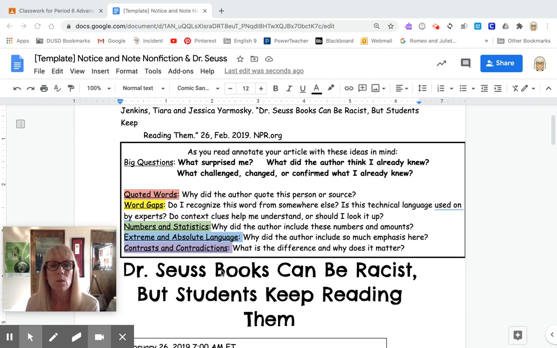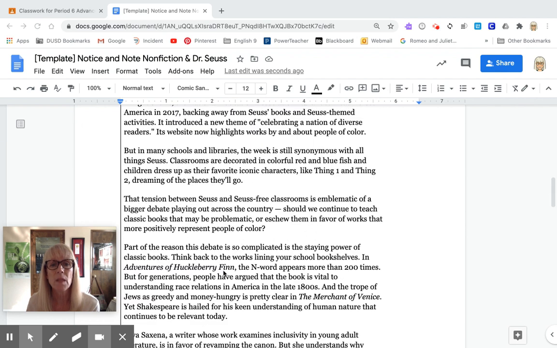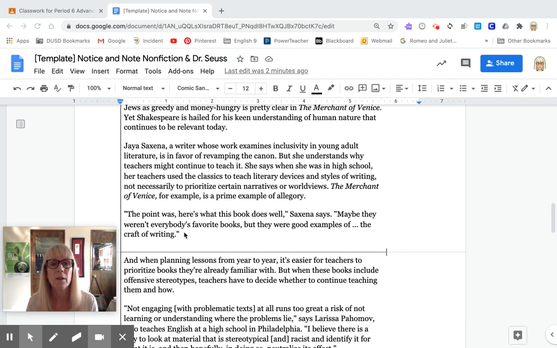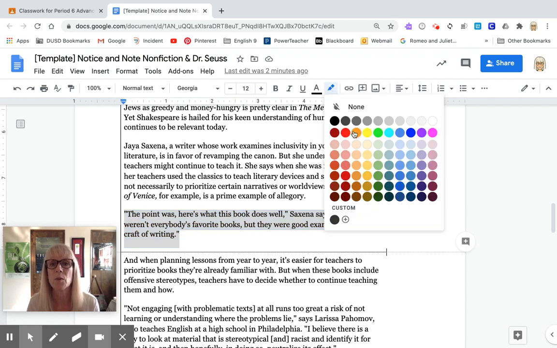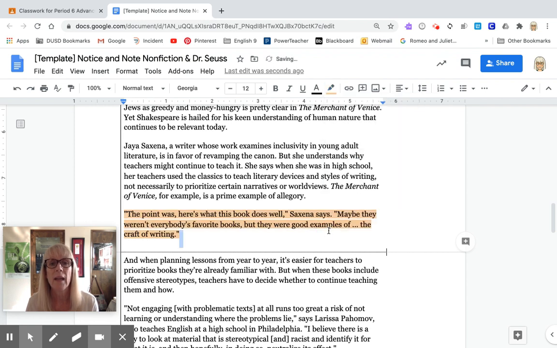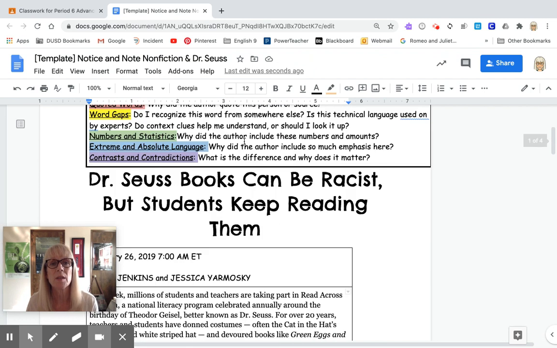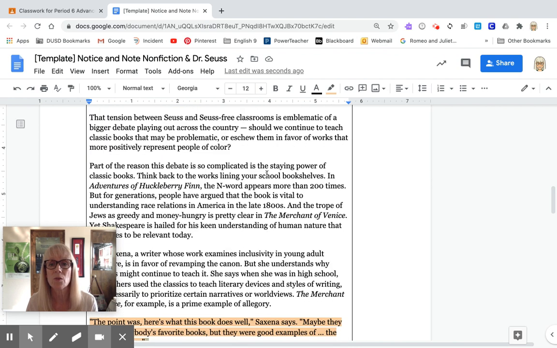So quoted words, we're going to scroll down through the article, and we know that quoted words appear when they're in quotation marks. So we have here, we're just going to highlight this. We know from the key up there, we were supposed to highlight it in a peachy color, right? We want to be able to see. So we have it highlighted. And then off to the right, you click on the comment box, okay?